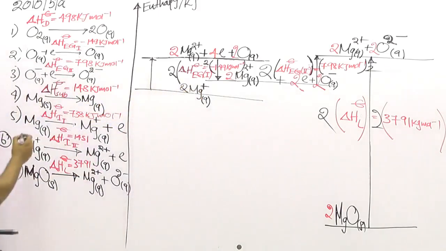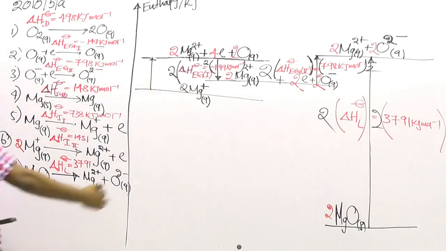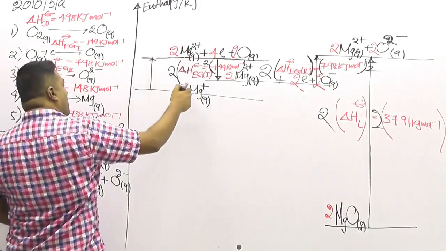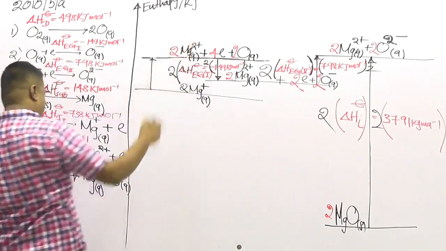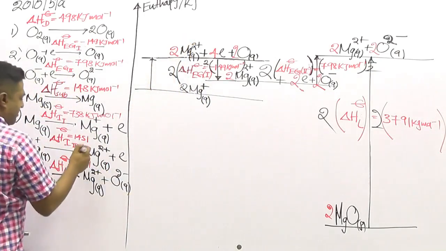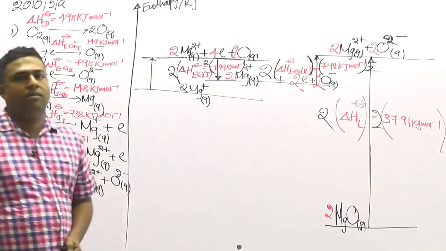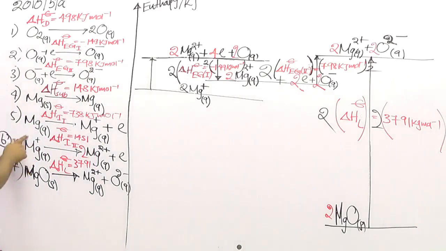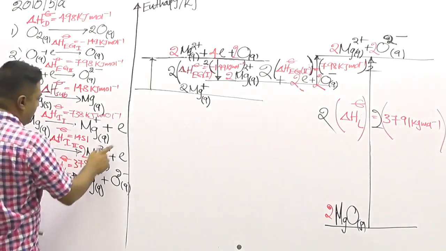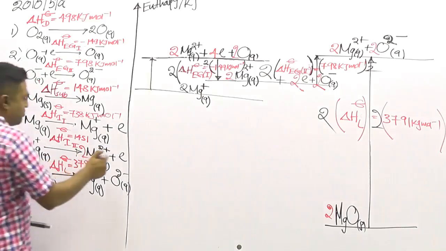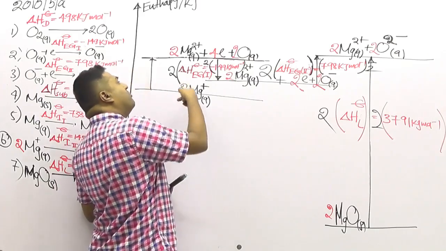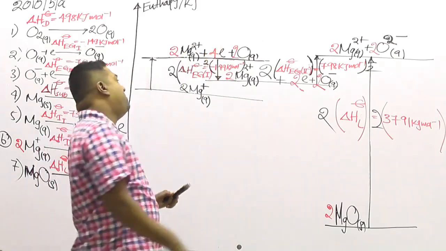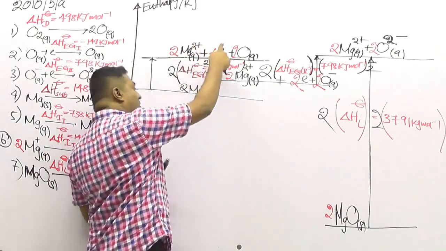Here 2 Mg2+, so I'll take 2 Mg+. 2 Mg+ produce 2 Mg2+, and that process produces only 2 electrons. This conversion produces only 2 electrons, but here you have 4 electrons.